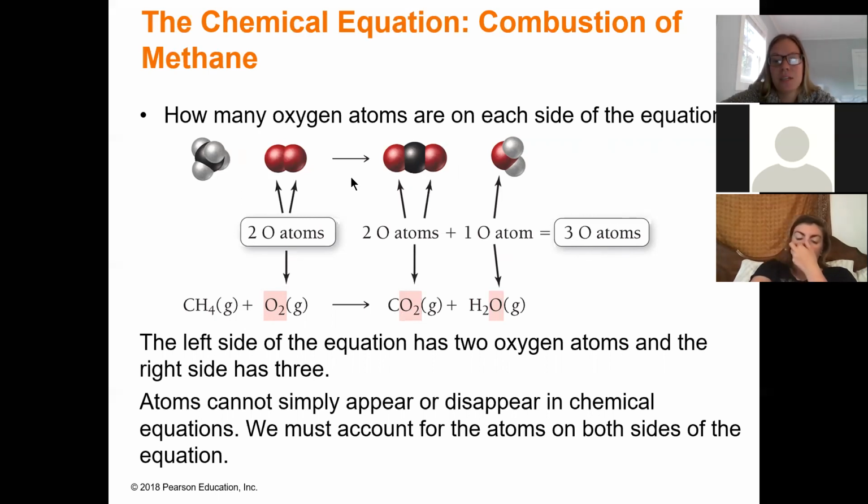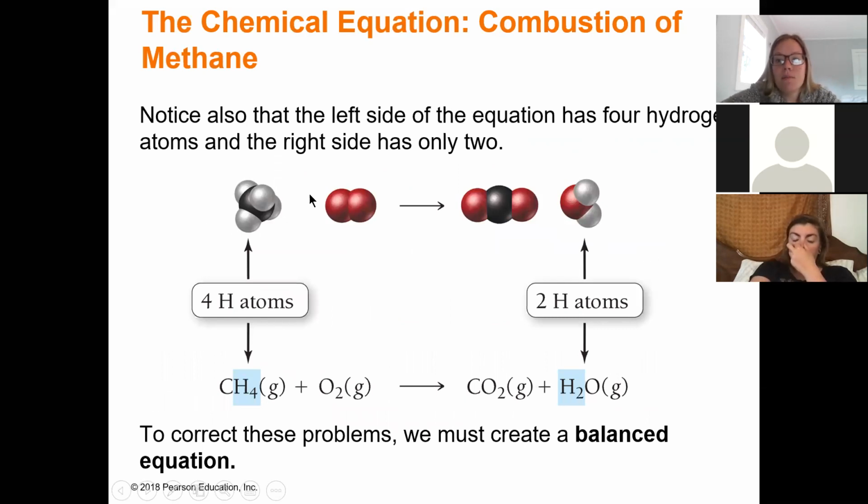In a chemical reaction, you cannot just create matter. Remember, the law of conservation of mass says that in a chemical reaction, matter is not created nor destroyed. So what I have on my starting side, atom-wise, I need to have on my ending side. Those two numbers need to equal each other. If they don't, you have an unbalanced equation.